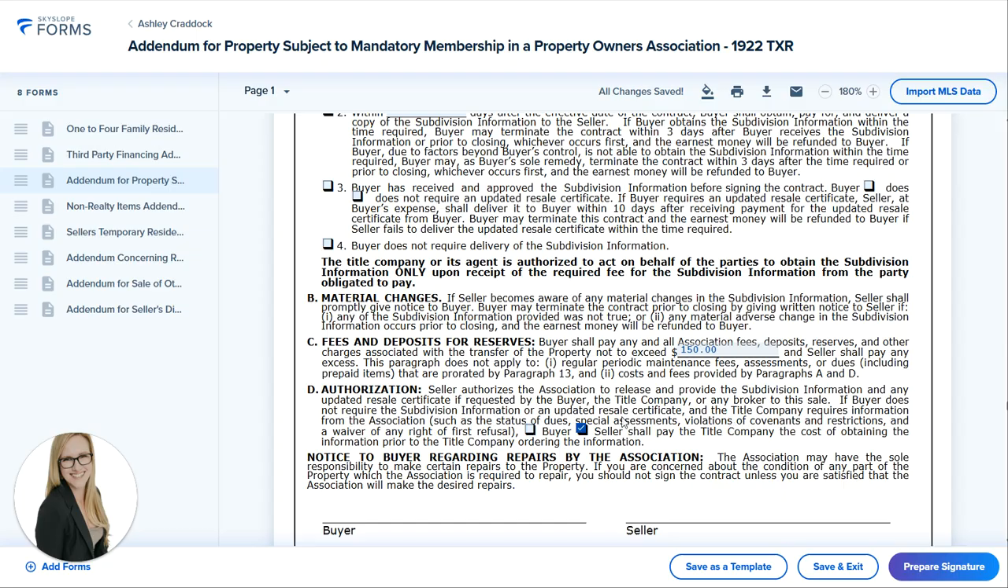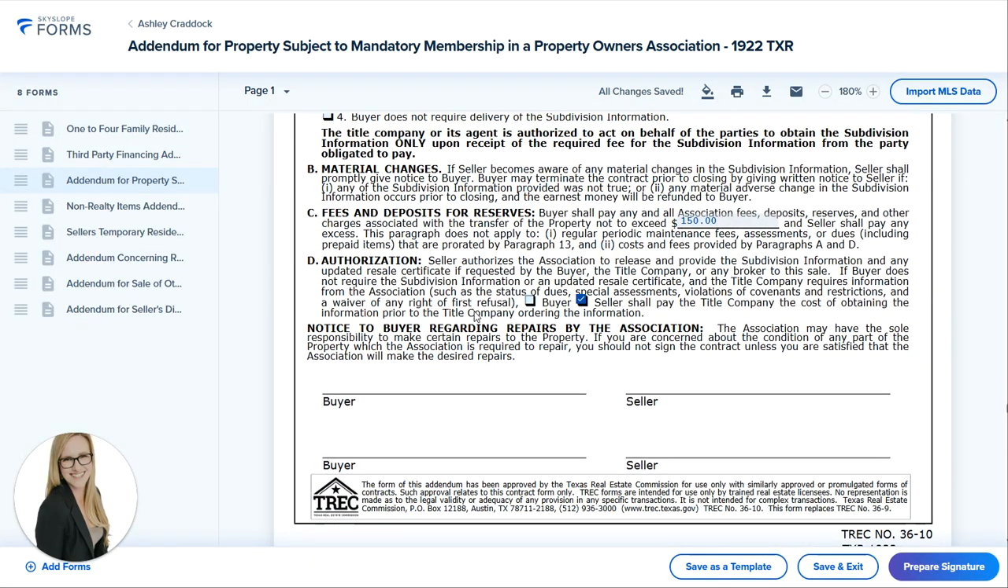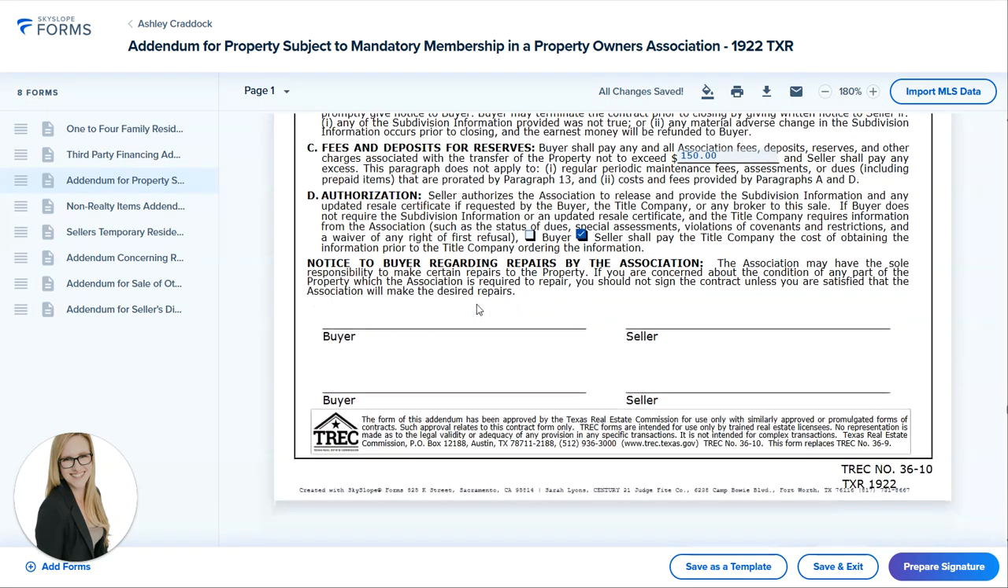And then lastly right here, it's saying if for some reason the documents were not provided, who would be responsible for paying for those documents. So that's the HOA form. It's only needed if the property is in a homeowners association.